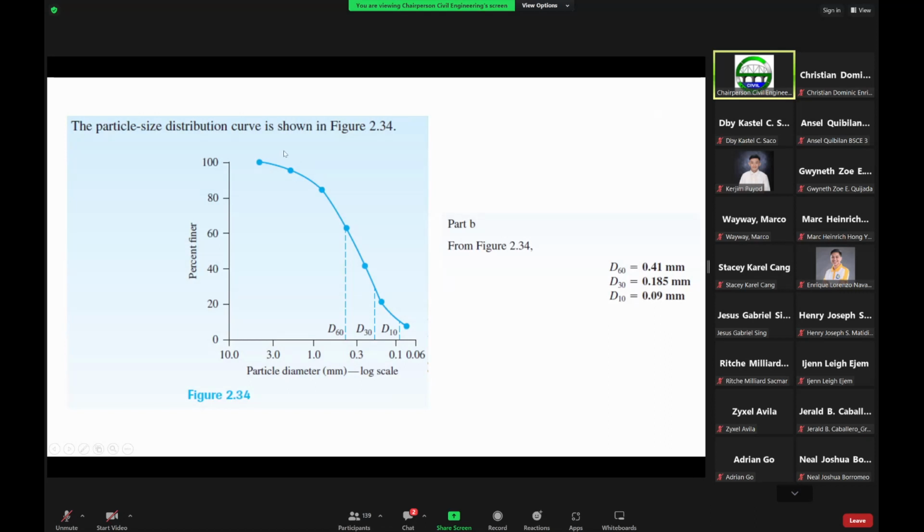And then once you now have the grain size distribution curve, you can just simply plot D60, D30, then project it here. For example, D60, I project it here, that's about 0.41 millimeters. D30, if I project it here, that's about 0.185 millimeters. And then D10, that's somewhere here. We plot it here, that's about 0.09 millimeters.